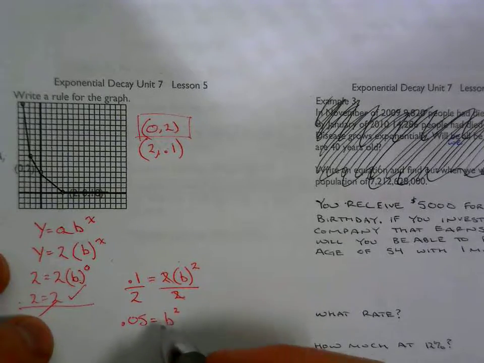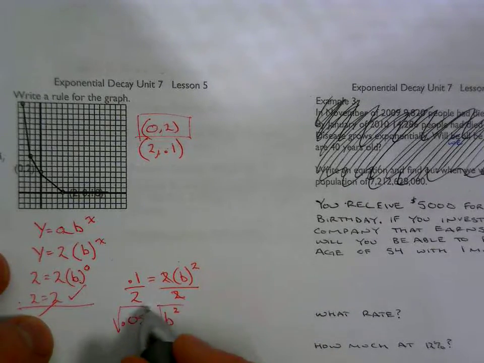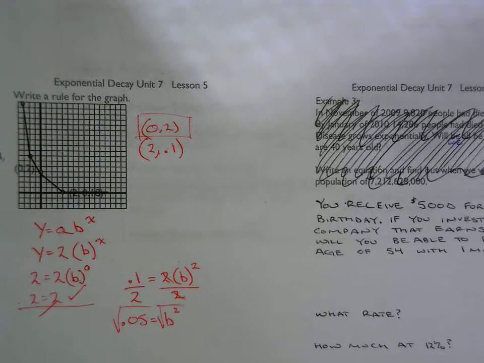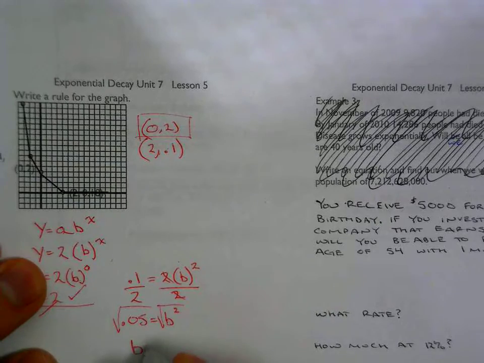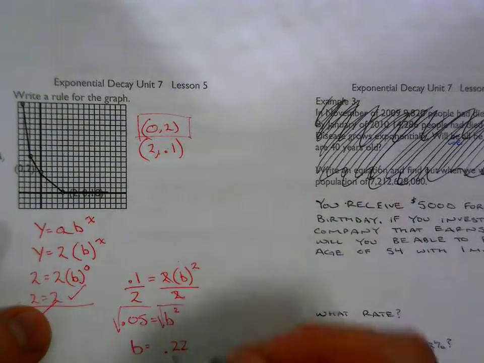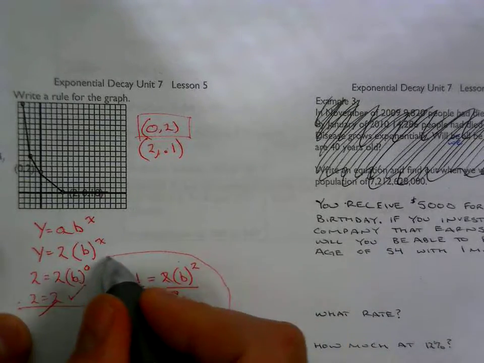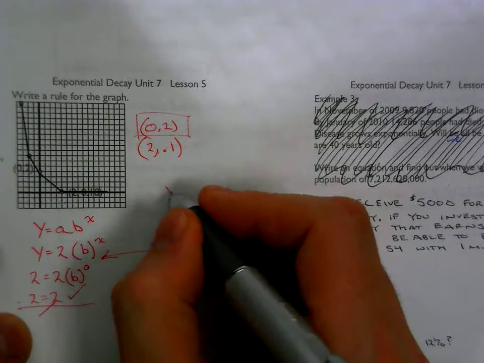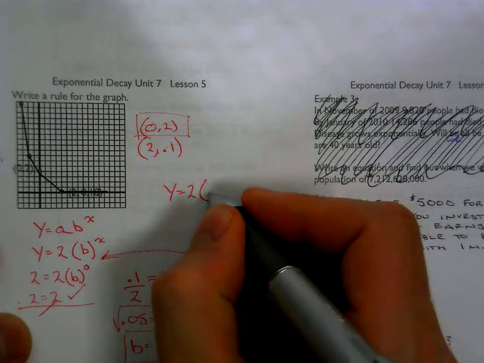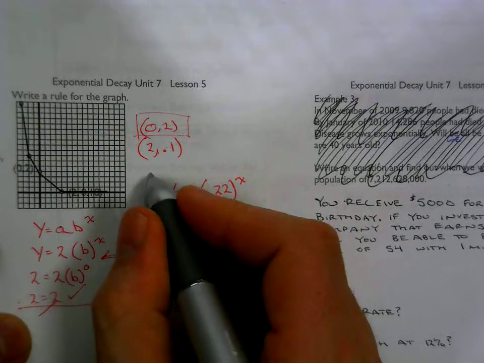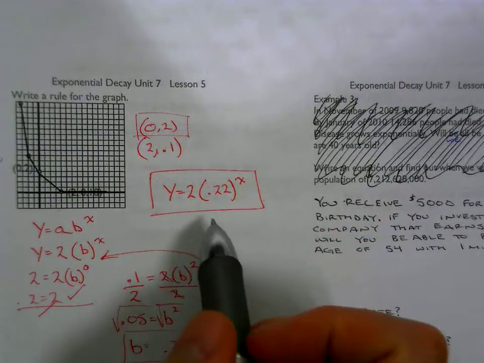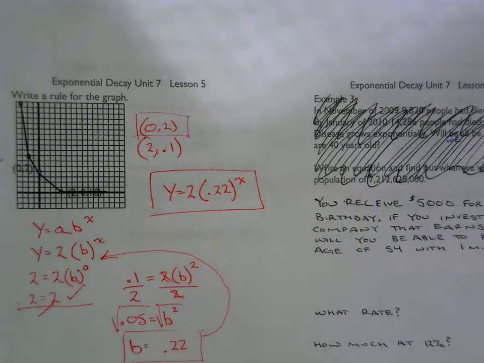In order to get rid of that squared, I'm going to take the square root of both sides. And so when I take the square root of 0.05, I wind up with b equaling 0.22, we'll call it 0.22. Alright, so now I have this last piece of information, I'll put this all back together right here. I have y equals 2 times 0.22 to the x power. And there is my function that matches this exponential graph.